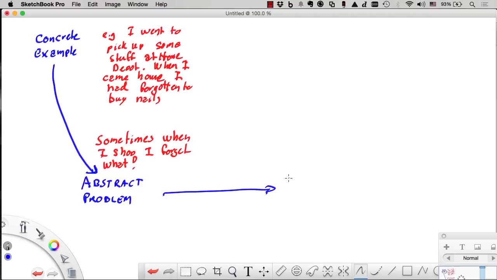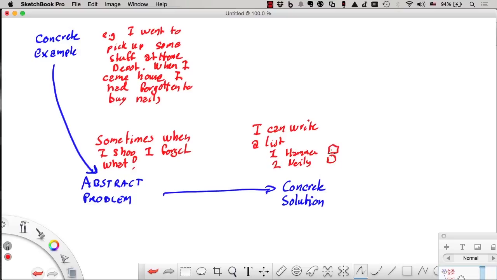And then I will go to a concrete solution. Oh, for instance, when I went to the Home Depot, I could have written a list like this, that I needed a hammer and a nail. And as I picked up the hammer, I could have put a little check mark. And I would immediately have seen that I didn't have nails. Okay, so that's a solution to the concrete example.